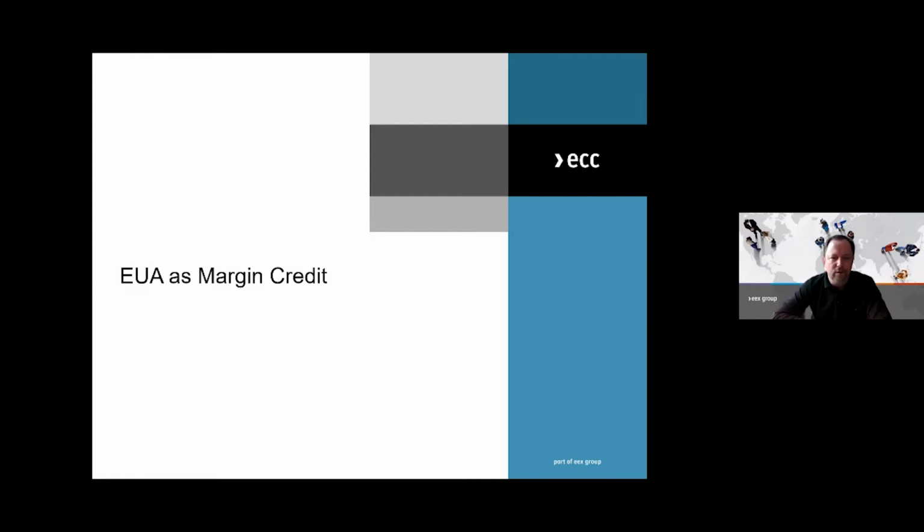Hello, good afternoon also from my side. And after Manfred has explained to you something about cross-margining and the margin improvements, I would like to explain to you the other side of the coin, about how to collateralize the margin requirement, and here in particular focus on EU emission allowances as margin credit, which has been recently improved. And maybe at the beginning, I would like to give you a short overview about collaterals as such at ECC and which types of collaterals are accepted by ECC in general.